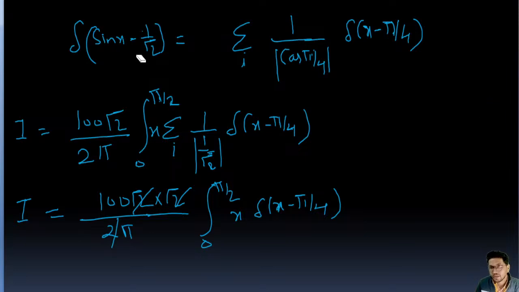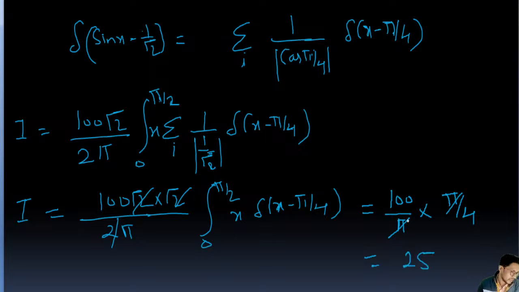So this is going to be 100 upon pi into pi by 4, because pi by 4 lies between 0 to pi by 2. Pi will get cancelled, and that is going to be 25. This is the answer, guys, because pi by 4 is between this. So this question was asked in JEST.